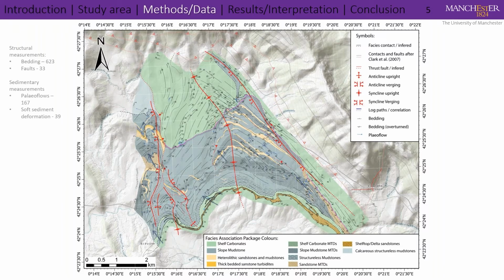Paleoflows here are from the southeast towards the northwest, except when we get close to these structures, we get some deflection of ripples that deflect more westward away from these structures, which is our first indicator that actually these structures may have been active on the seafloor at the time of deposition.